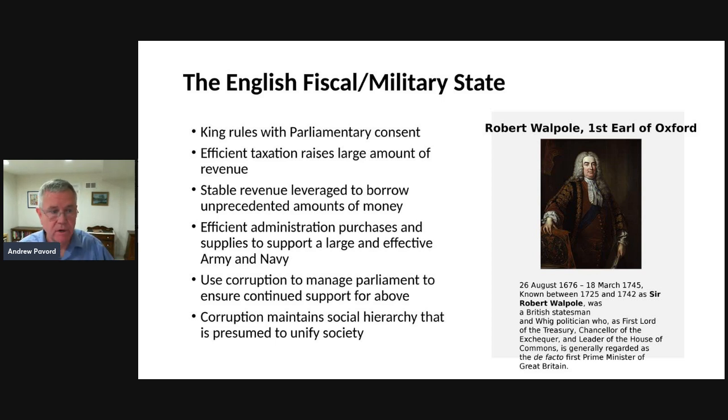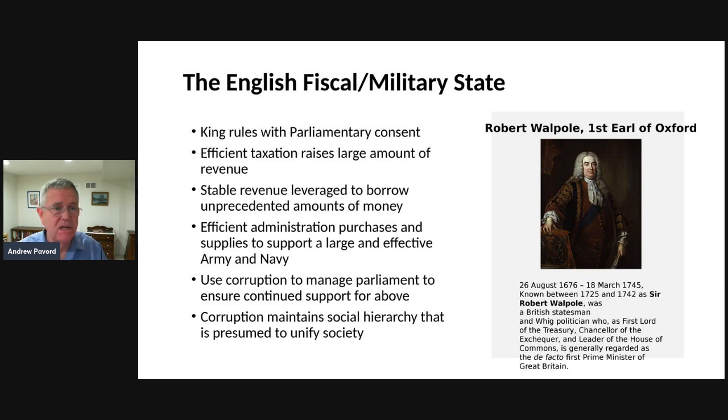Now, one key thing that we're going to talk about later is that in England at this time, the way you became rich is you got the favor of the king, the favor of the English Parliament. So this means that corruption is used to maintain social hierarchy. Britain is a very hierarchical society. There's the king, there's the nobility, and there's the commons. And what keeps that in place is the revenue from the fiscal military state, from colonialism, and the ability to distribute it through corruption to the members of the nobility.